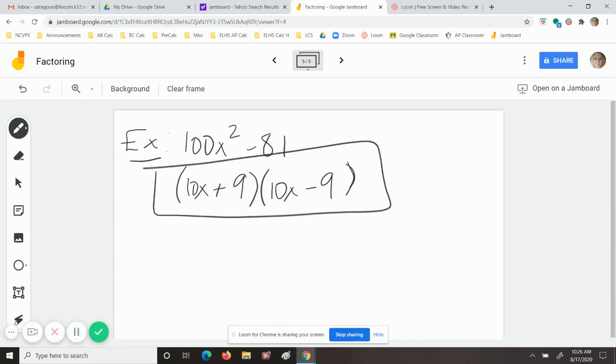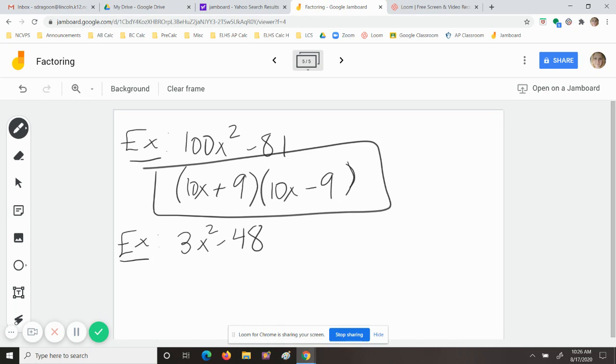Okay, let's take a look at one more. It's a little bit more difficult. We have an extra step here. Let's say we have 3x squared minus 48. Now you'll notice 3 and 48, they are not perfect squares.